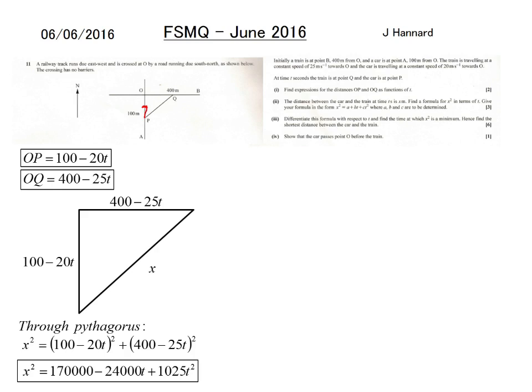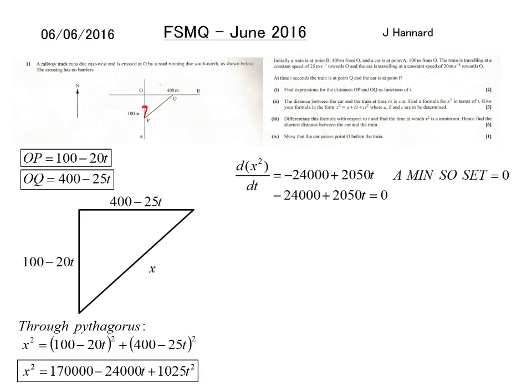Differentiate this formula with respect to t and find the time at which x squared is a minimum, hence find the shortest distance between the car and the train. Right, so if we differentiate both sides with respect to t, we get d(x squared)/dt equals power to the front, so it's going to be minus 24,000 add 2050t. It's a minimum, so we set it equal to 0, so we get that. Taking terms over the other side, you get that.